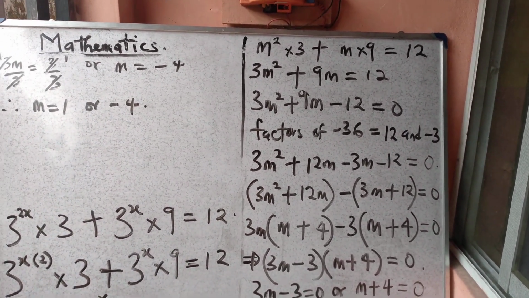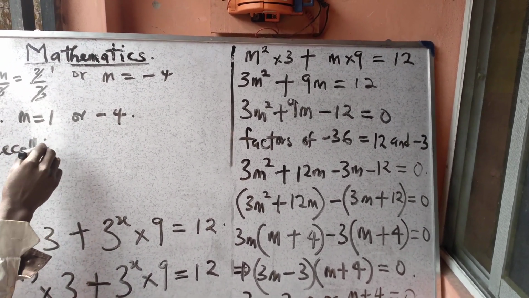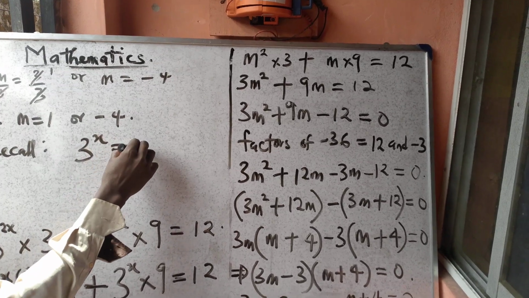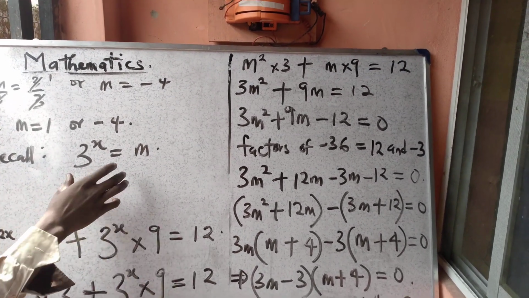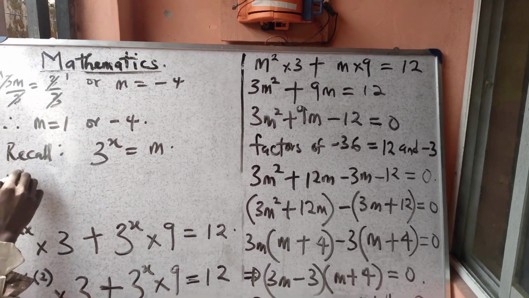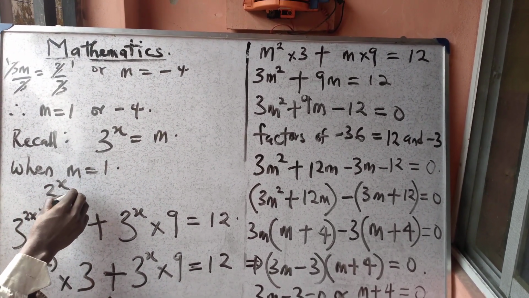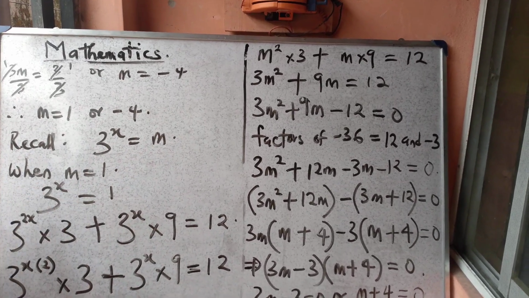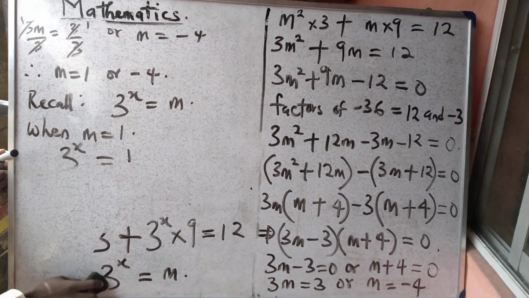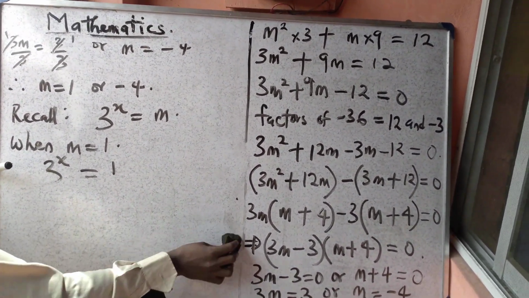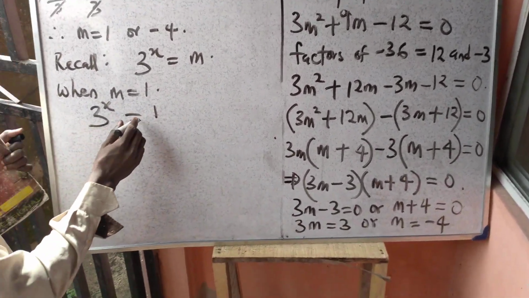So let's come back to this relationship. Recall that 3 raised to power x is equals to m. Hence we have two roots of equations. You apply it to this equation here. So when m is equals to 1, this now will be what? 3 raised to power x equal to, in place of this m you write 1. So this is 3 raised to power x equals to 1.